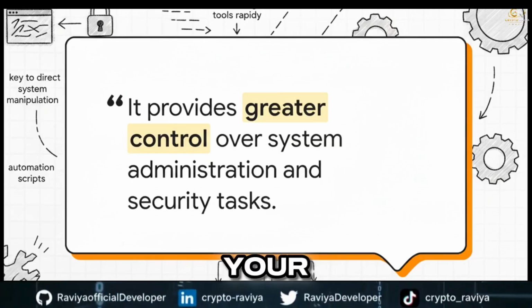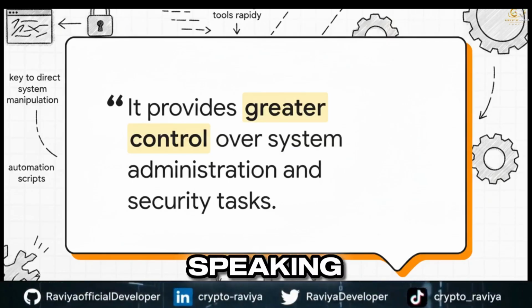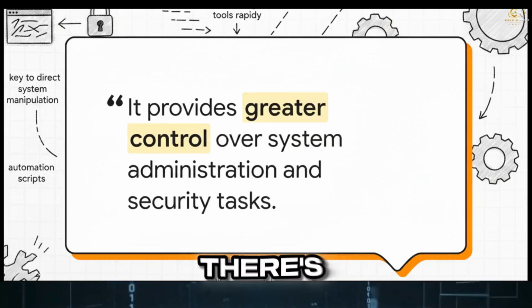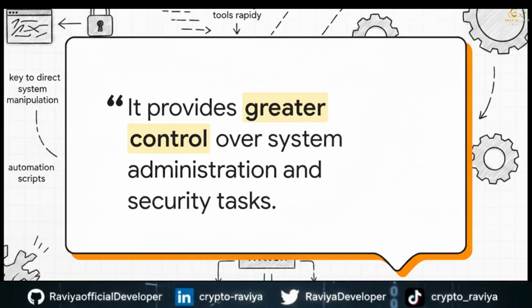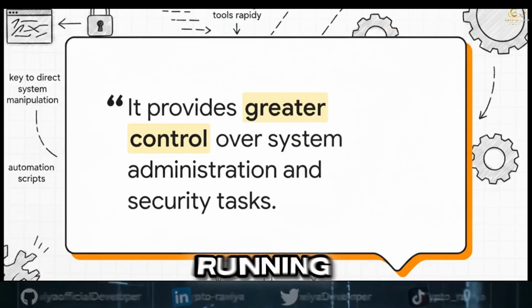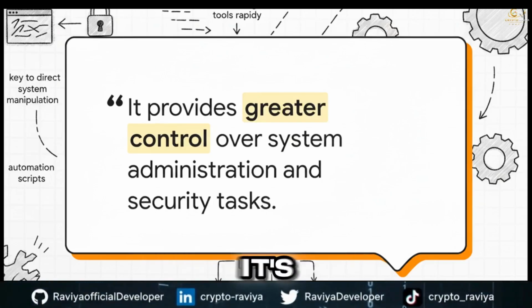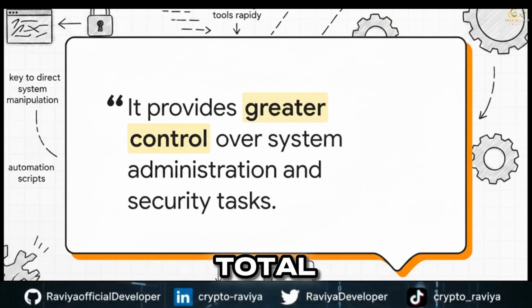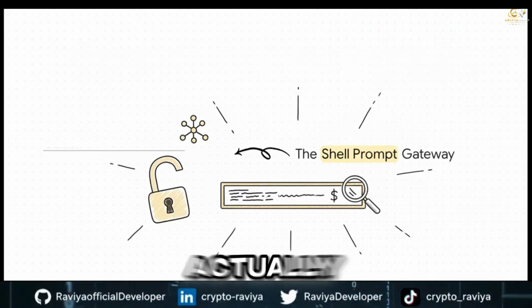The CLI is your ultimate master key. By typing commands into a shell, you are speaking directly to the OS kernel. There's no waiting for heavy graphics to load or abstraction layers to process. You're executing tools at lightning speed, running automation scripts, and directly manipulating memory and processes. It's just you and the machine. Total control. And this right here, this is what that gateway actually looks like.